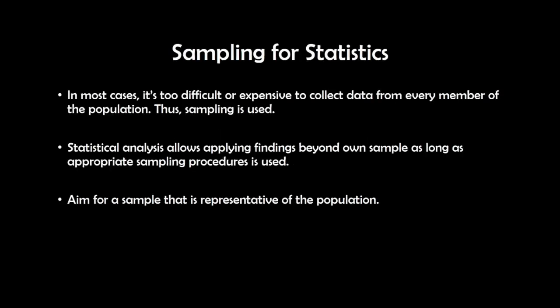Okay, now let's move to the second step, which is data collection. Sampling for statistics is quite important because in most cases it is too difficult or expensive to collect data for every member of a population. Thus we use sampling. Imagine in Malaysia we have millions of people. If we want to obtain data for each of the citizens of Malaysia, it is very difficult and quite expensive to do so.